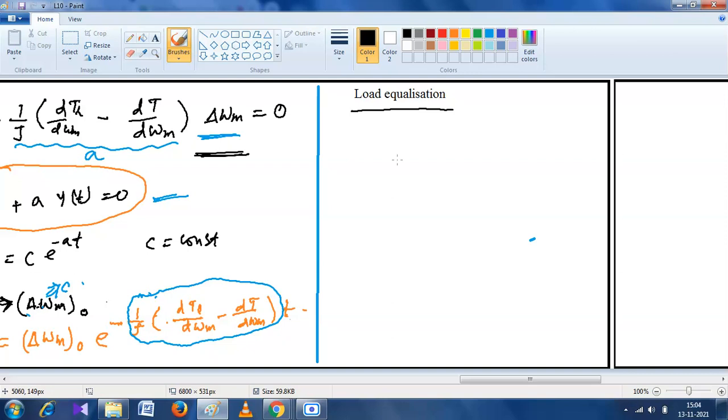Yes, yes, sir. Okay. Suppose I have an electric hammer. What is the load and torque equation with respect to time? What should be the torque curve? Suppose I have an electric hammer.